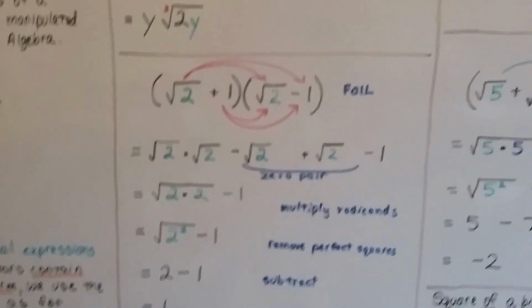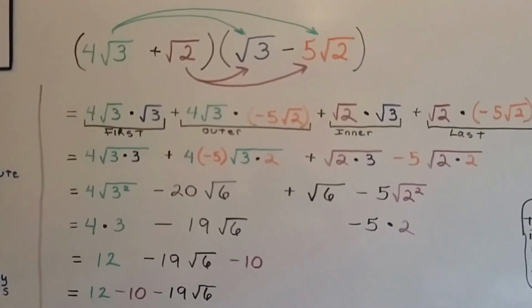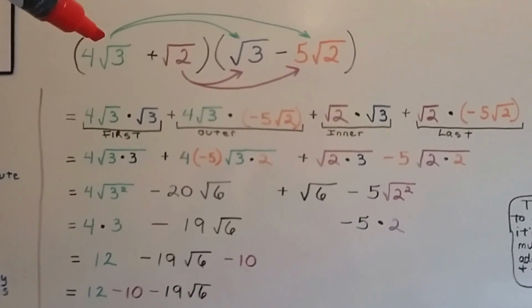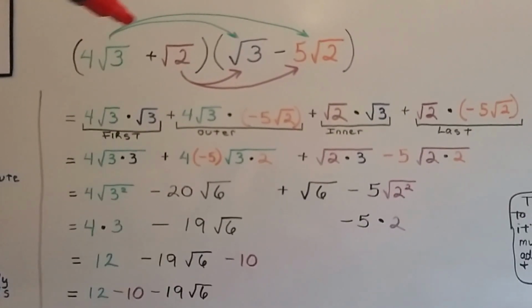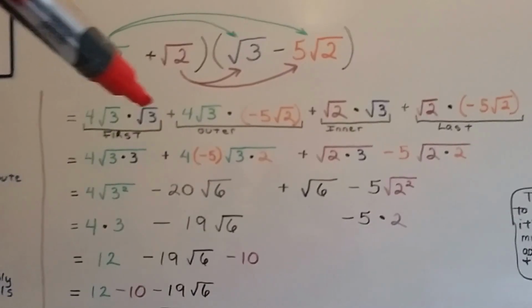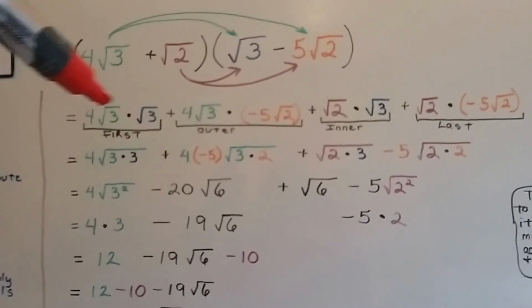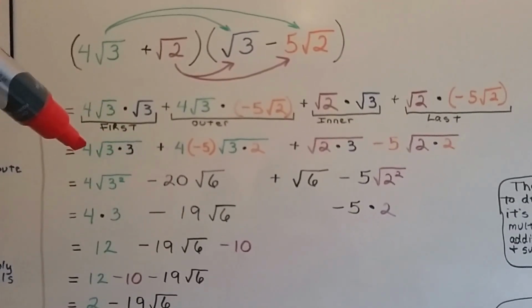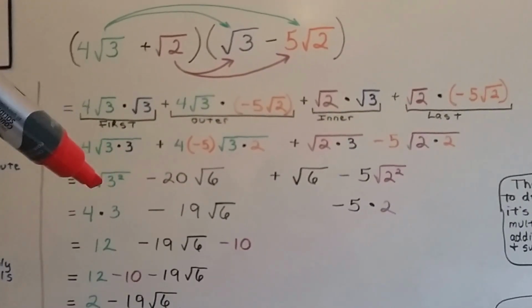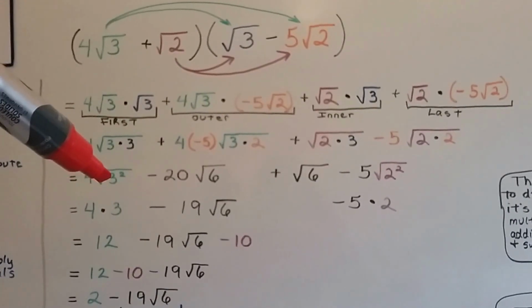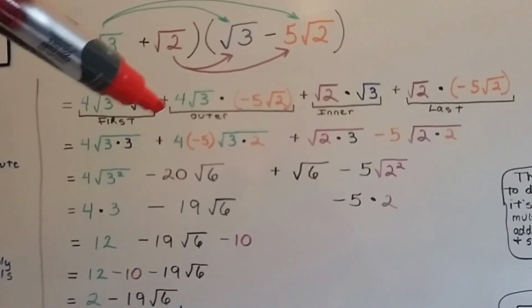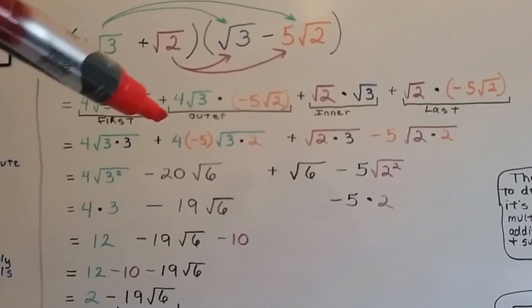Okay. So let's try a little bit bigger FOIL. Take a look at this one. Hopefully my color coding will help you. We're going to do first, 4 times the square root of 3 times the square root of 3. We're going to do that right here. And we can write them under one radical sign as 3 times 3, which gives us 3 squared, which is a 9, and the square root of 9 is a 3, so that's 4 times 3. That's going to give us that 12 right here.